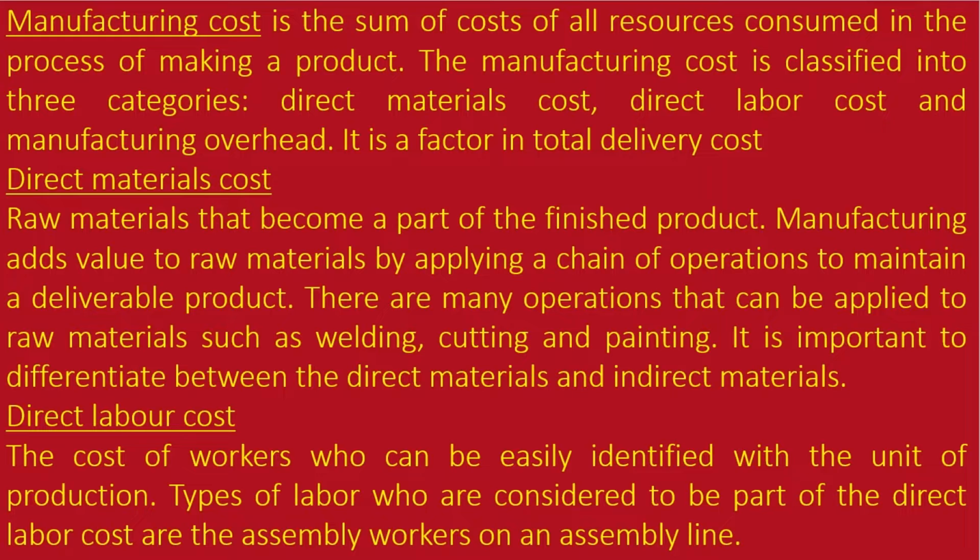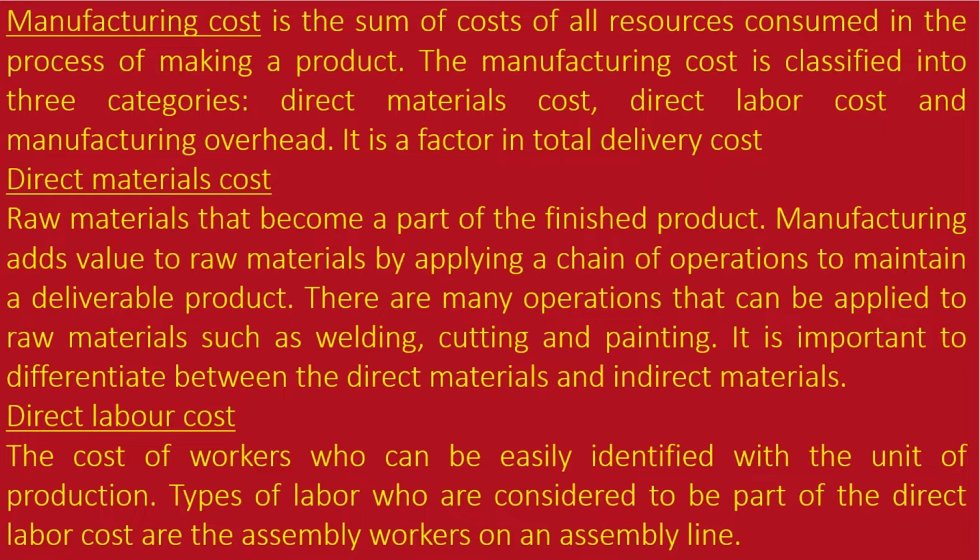The manufacturing cost is classified into three categories. One is direct material cost, and then direct labor cost, and manufacturing overhead. It is a factor in total of delivery of the part. The direct material costs are the raw materials that become a part of the finished product. Manufacturing adds value to raw materials by applying a chain of operations to make a deliverable product. There are many operations that can be applied to raw material, such as welding, cutting, painting, and machining.